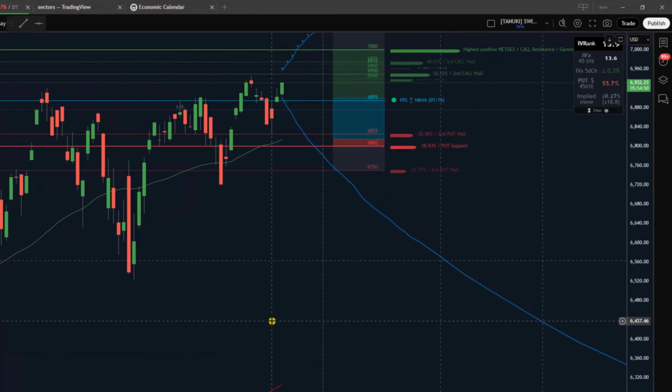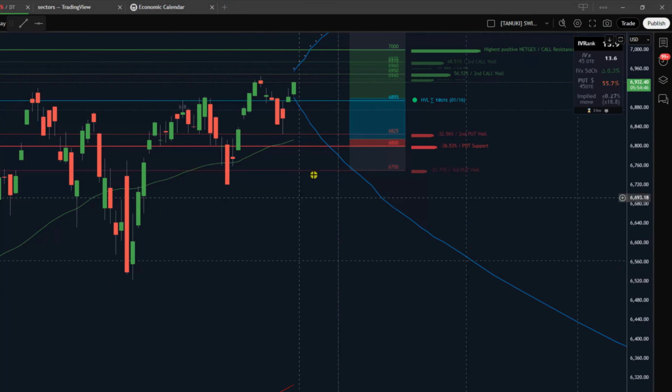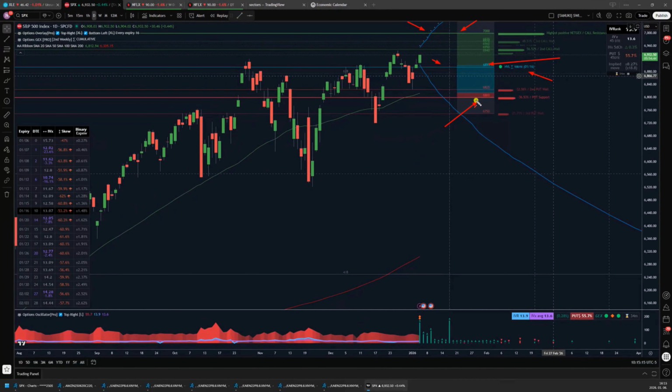If we are looking at the SPX chart on TradingView, what we can see here is that I set the GEX profile to 16th of January, which is the next weekly expiration. And here it clearly shows that the 7,000 is the highest net GEX core resistance level. On the upside, we are above the HVL line, which is the blue line here, which means that we are above the high volatility level, and 6,800 is the put support right now.